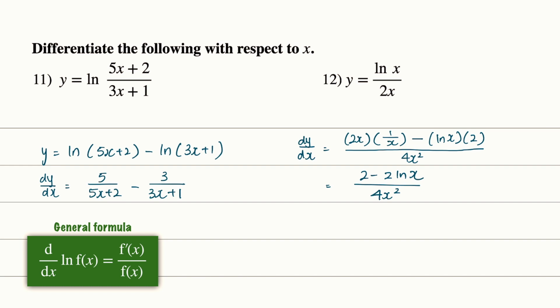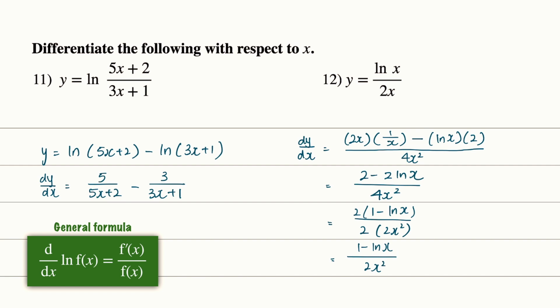We can factorize out 2 from the numerator, multiplied with 1 minus ln x over 2x squared. Dividing the top and bottom of the fraction by 2, we will then have 1 minus ln x over 2x squared.